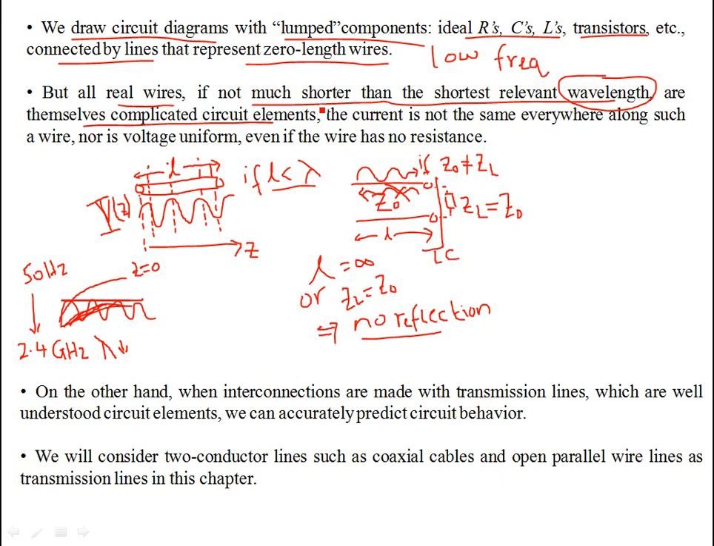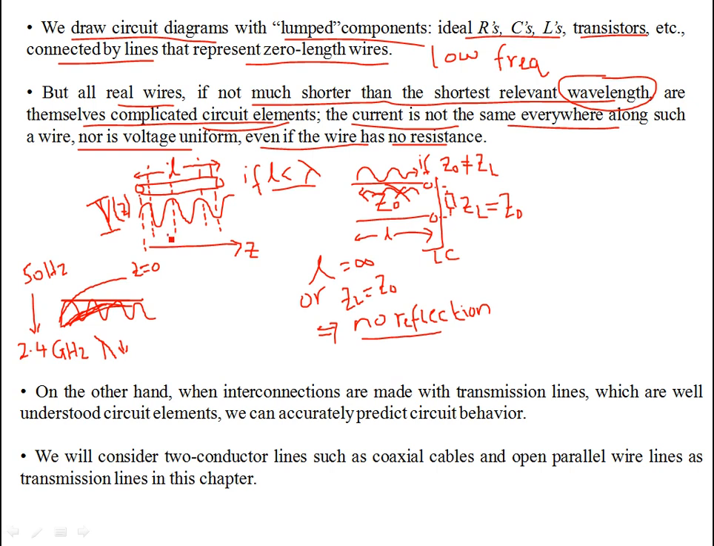So real wires, if they are not much shorter than the shortest relevant wavelength, are themselves complicated circuit elements. So the current is not the same everywhere along such a wire, nor is the voltage uniform, even if the wire has no resistance. You see, the voltage or the signal traveling down the line is not constant. It depends on where you measure it.